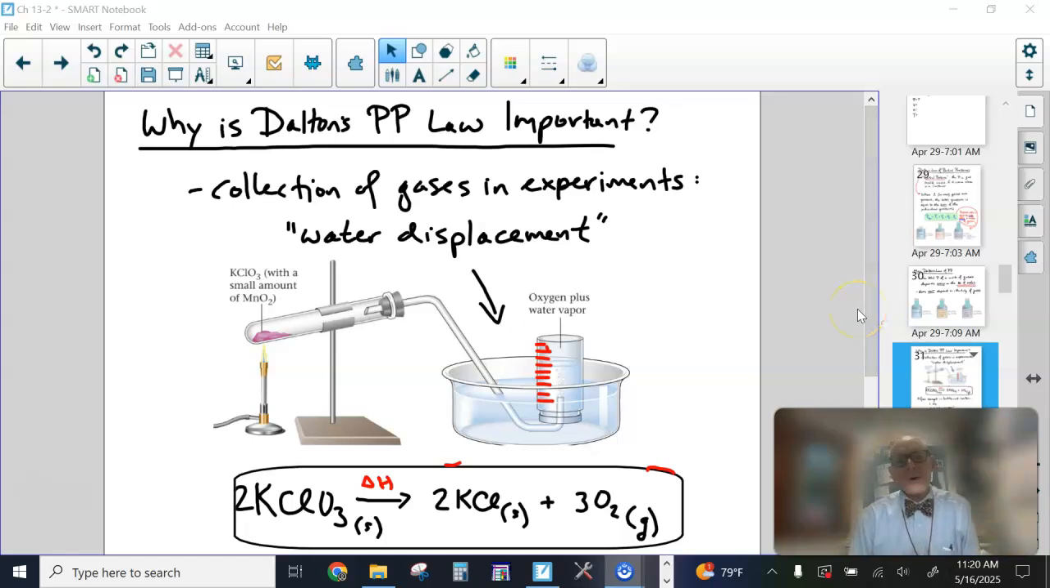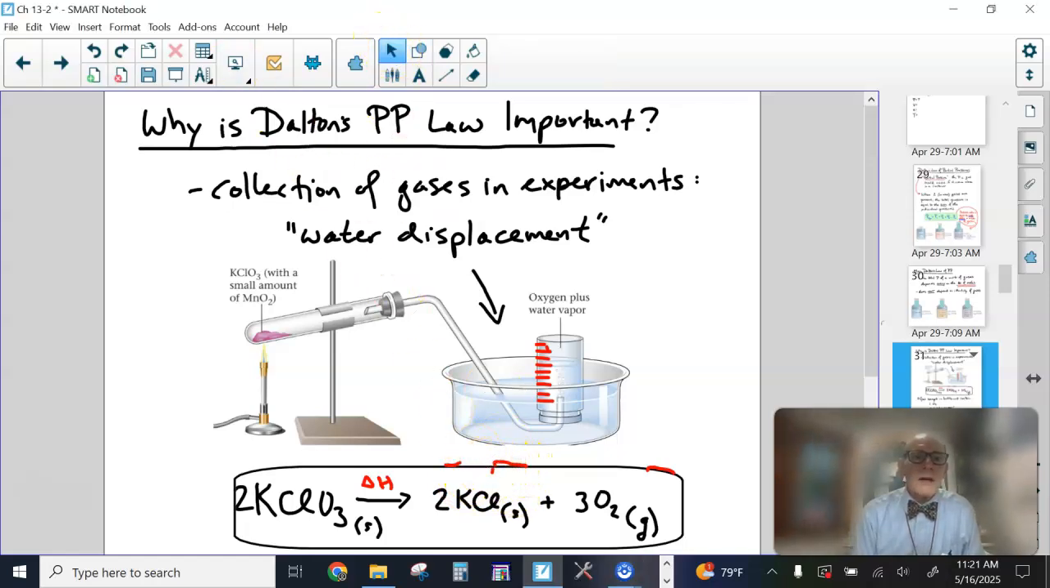And so we use a method called water displacement, where we will bubble gases up into a container filled with water. And you saw this in one of your lab experiments earlier this week. And the air or the gas collected will bubble and force the water out, and you can collect and measure a volume. So what's shown here is this reaction down here.